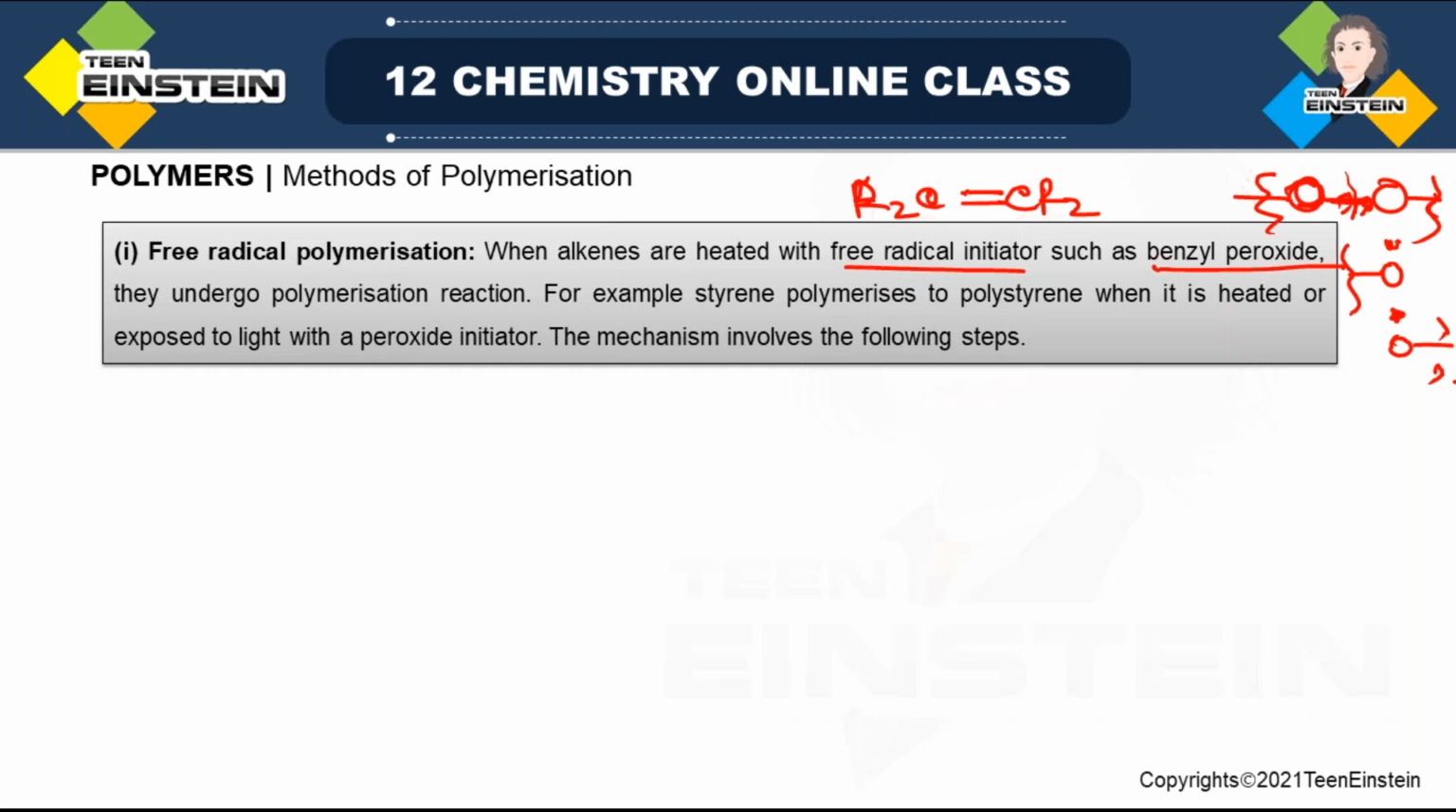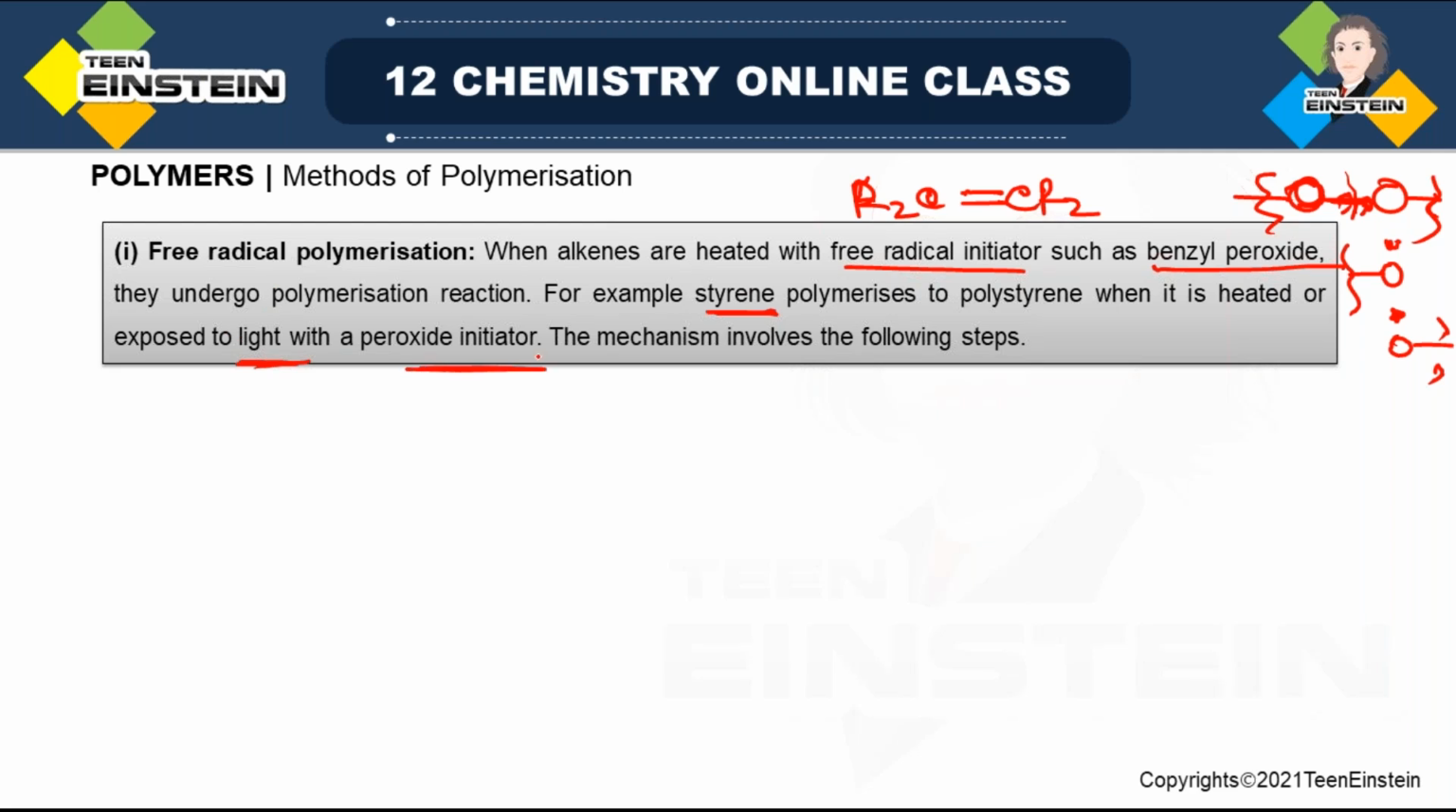Now the example we can say styrene. Styrene is Ph-CH=CH2, Ph then C=C double bond. If you do polymerization, you will get the polymer which is polystyrene. So when this is heated, you can increase temperature for this free radical polymerization, or you can expose it to light. Okay, but peroxide initiator must be present.